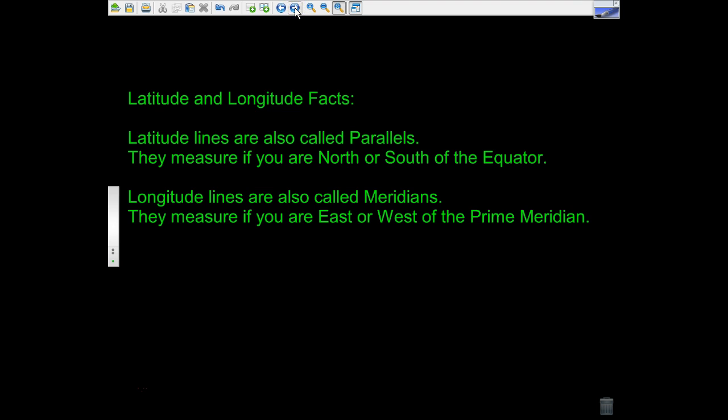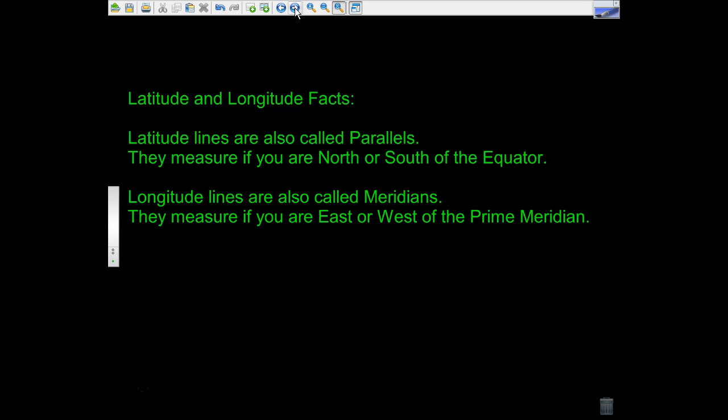A couple of facts. Latitude lines are also called parallels. They measure whether you're north or south of the equator. The equator has a value of 0. Longitude lines are also called meridians. They measure if you're east or west of the prime meridian. The prime meridian has a value of 0.